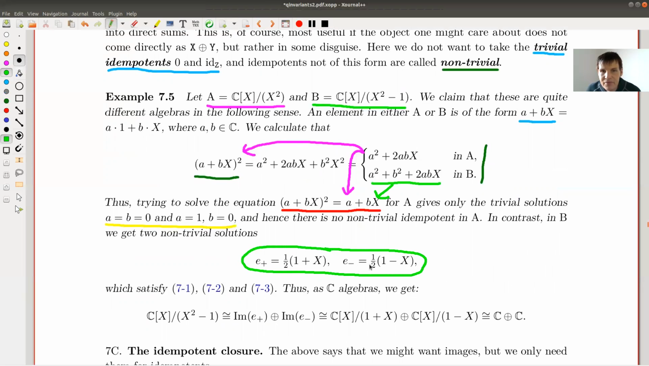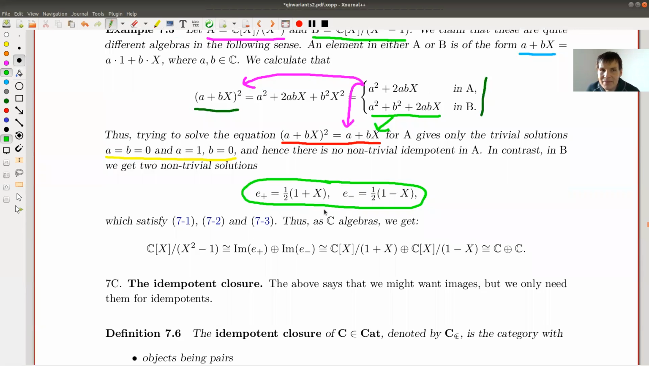So you have a plus idempotent, you have a minus idempotent, and they are basically the roots of this polynomial x squared minus 1. Because, well, plus and minus, right? Plus and minus 1. And if you just multiply them, you will see that they exactly satisfy those three equations we want to be satisfied. And this just means that you get an idempotent decomposition. This decomposes further, and here you go. C[x] mod x squared minus 1 is actually isomorphic to C plus C.